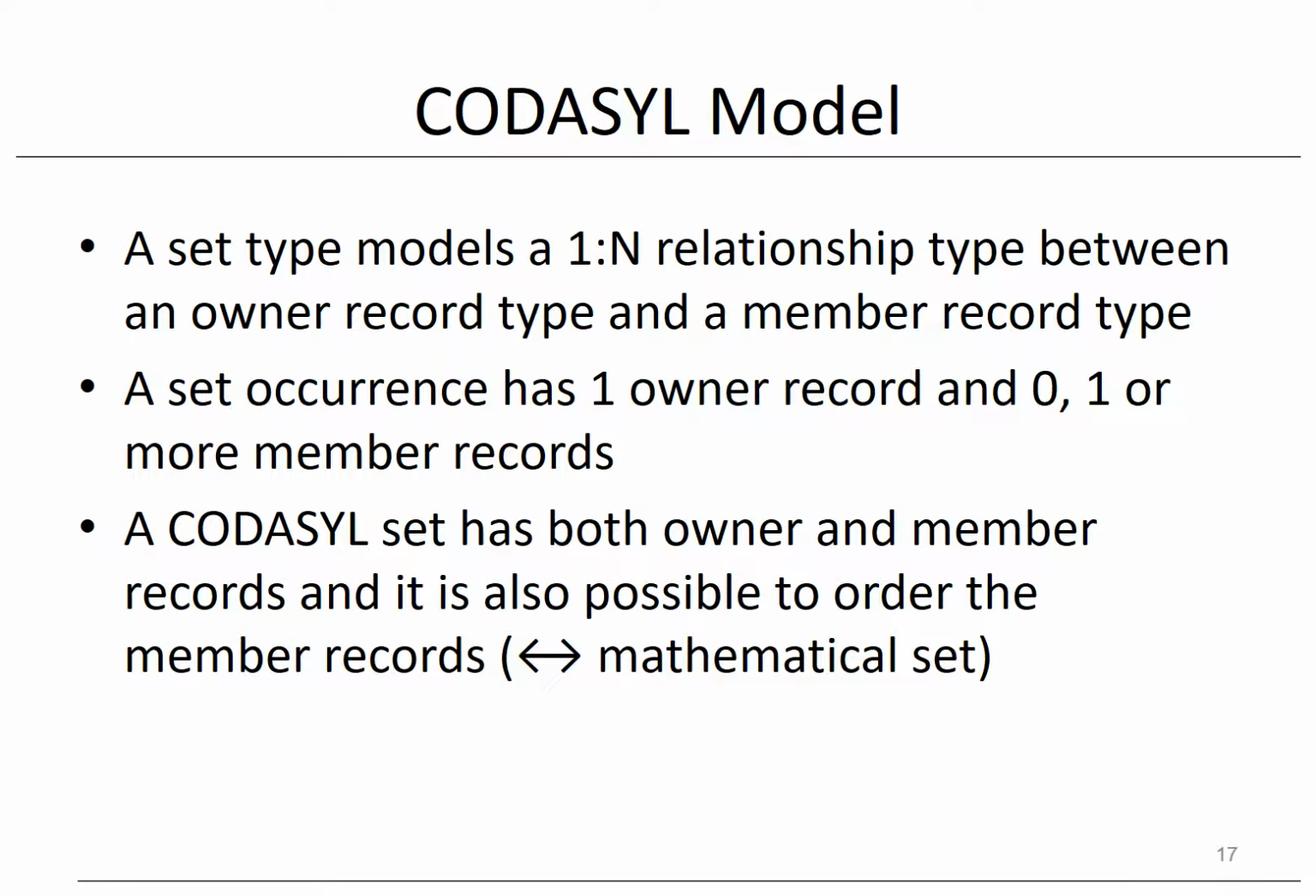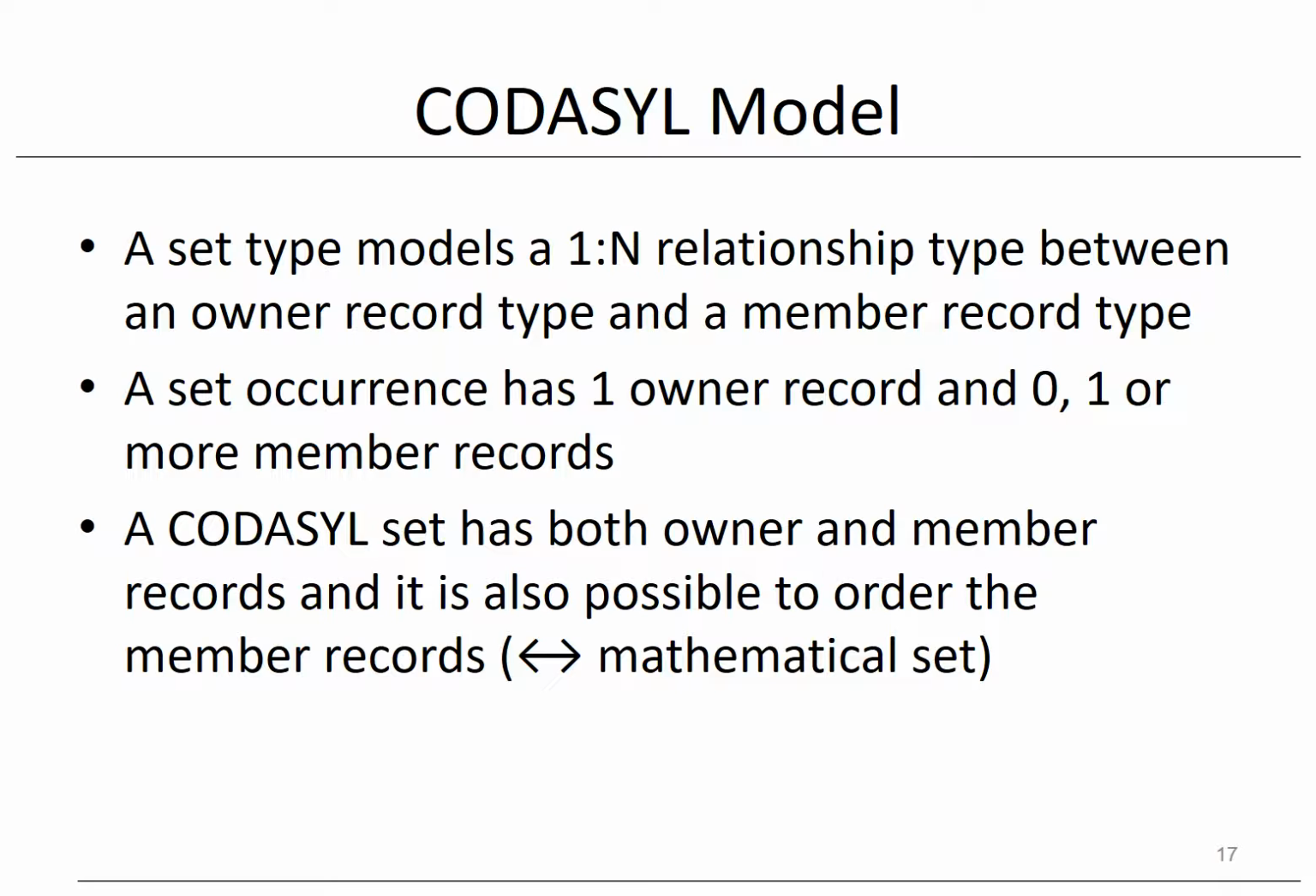A set type models a one-to-n relationship type between an owner record type and a member record type. A set type has a set occurrence for each record occurrence of the owner record type together with all member records. Hence, a set occurrence has one owner record and 0, 1, or more member records.